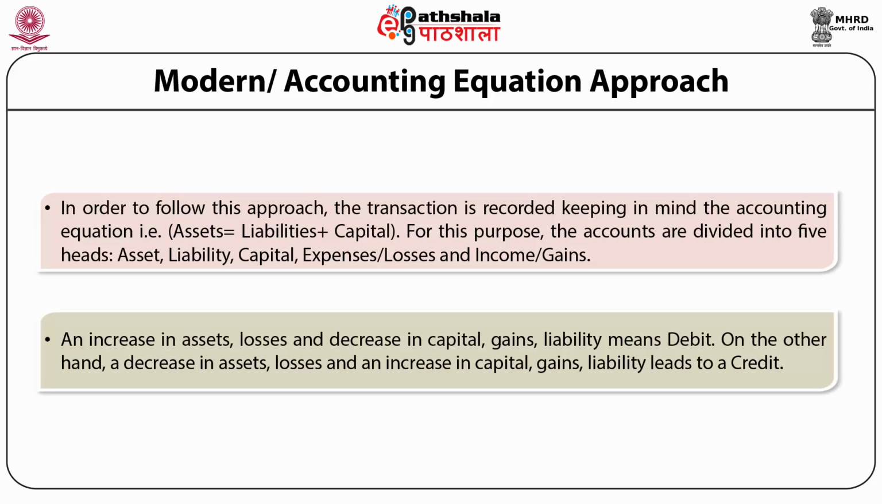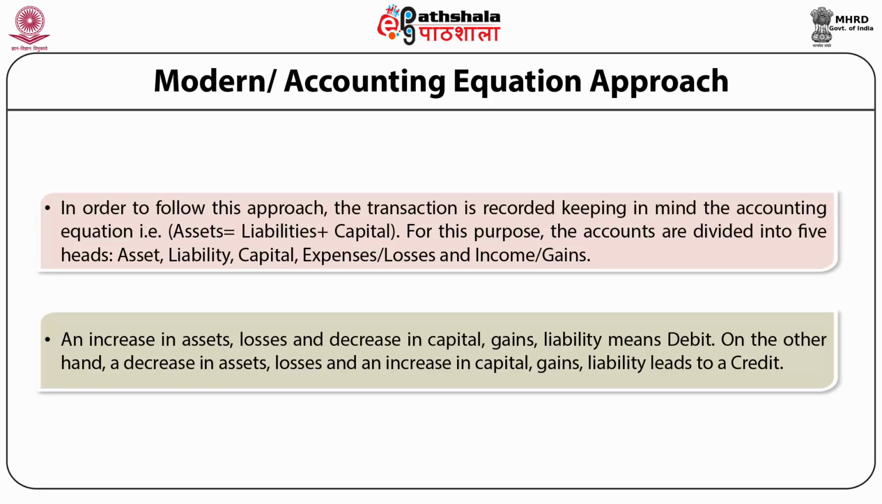An increase in cash and asset would lead to debit, whereas an increase in capital results into a credit. Therefore, the transaction would be recorded in the journal with rupees 10 lakhs as follows. Cash account debit rupees 10 lakhs. To Mohan's capital account rupees 10 lakh, being cash brought in the business.